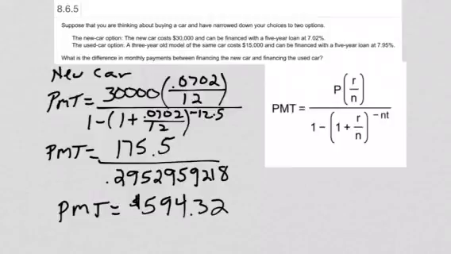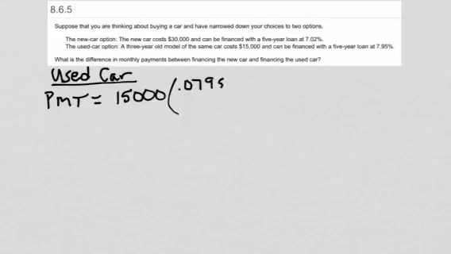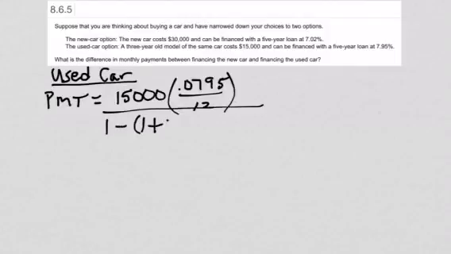Okay, now let's look at the regular payment amount for the used car option. So again, for the used car, we're just going to find that regular payment amount. So PMT equals the P, which in this case is the 15,000. And then we have our R, which in this case is 0.0795 divided by 12, over 1 minus 1 plus 0.0795 divided by 12, and then that's going to be raised to the negative N times T, which again is a 5-year loan.